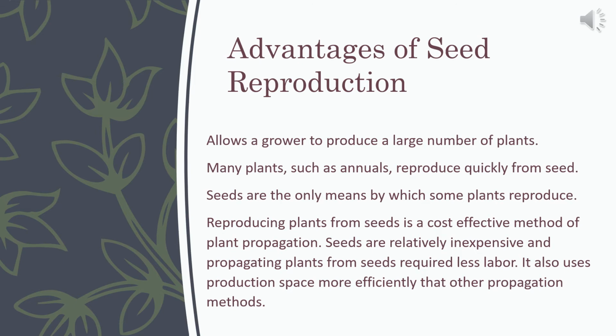So it also uses production space more efficiently than asexual propagation because those seeds are typically fairly small. They can be grown close together in a seed tray without interfering with the cells next to them. So we would be able to get a higher number of individual plants in a smaller amount of surface area.